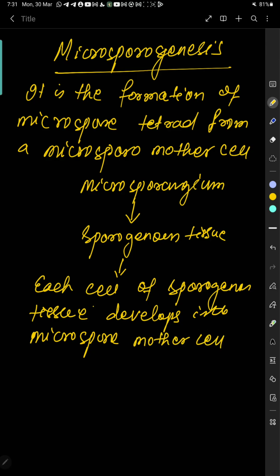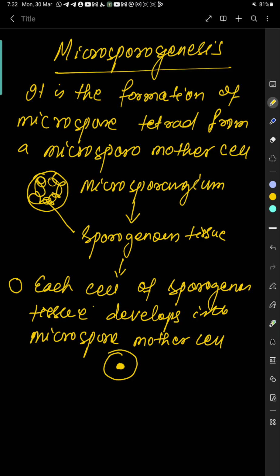So this is the microsporangium which is composed of cells, and these are the sporogenous tissue. Now each cell can give rise to a microspore mother cell. So now this is the microspore mother cell. This is a single cell of sporogenous tissue, and you know that the whole plant body is diploid and so far no meiosis has taken place.